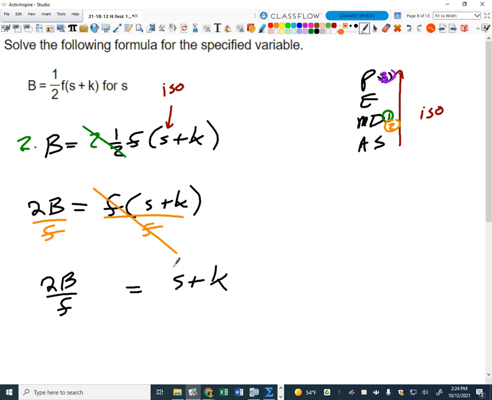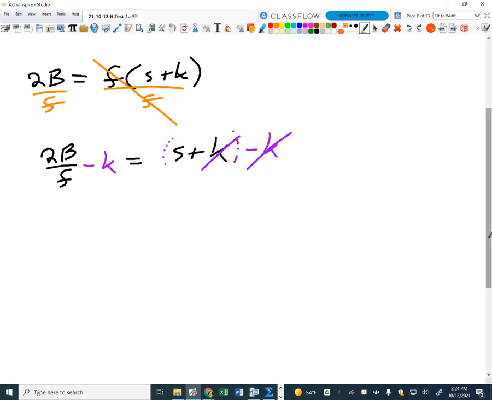I don't really need the parentheses anymore, but they're there. Right? I can get rid of them now, though, because nothing's being distributed. Last step, subtract k. And those guys cancel, and I get my answer. I get S by itself equals 2b over f minus k.